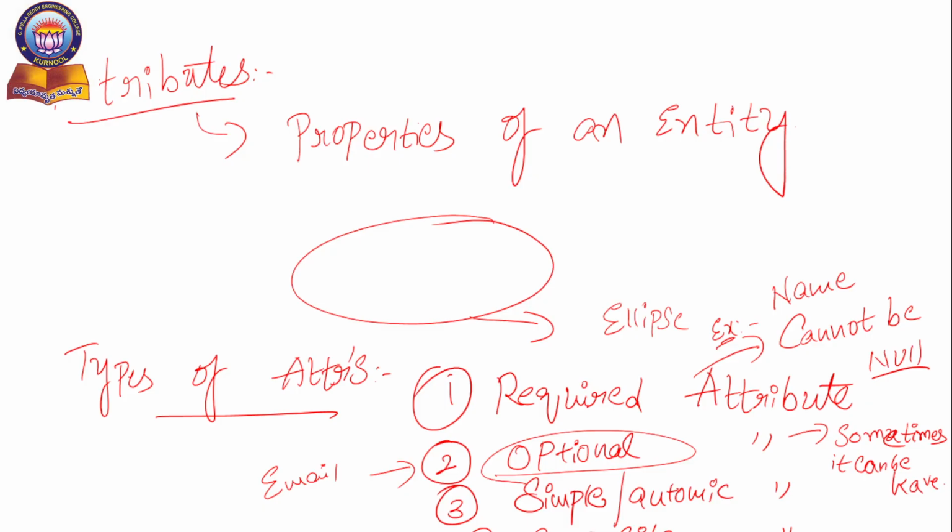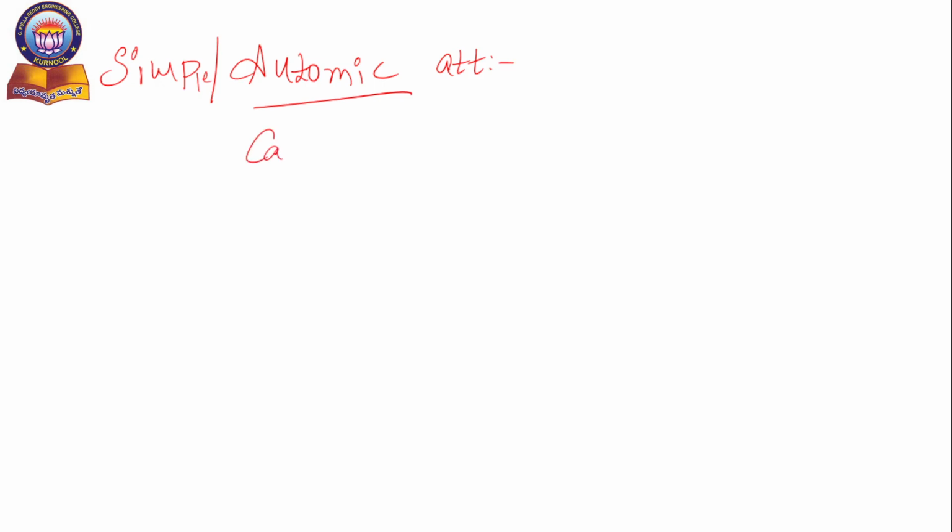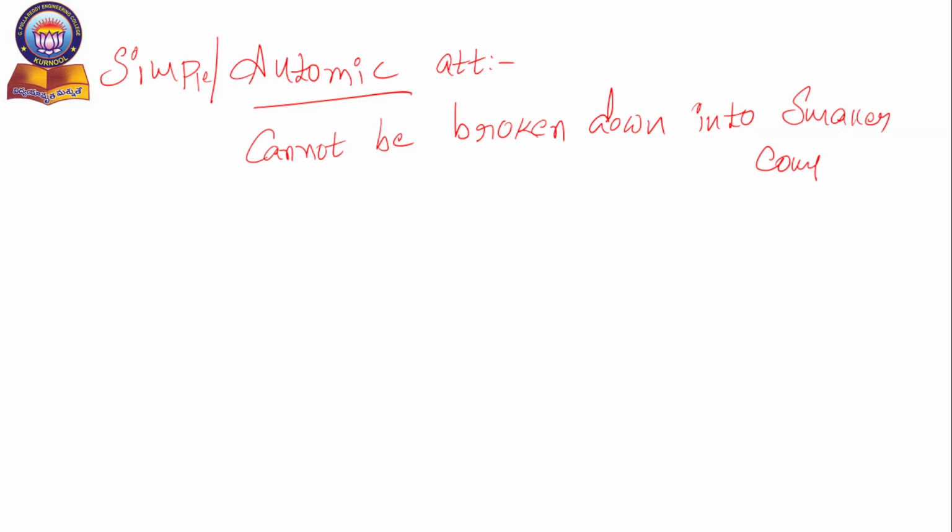Next, move to the third one, simple or atomic attribute. This attribute cannot be broken down into smaller components.